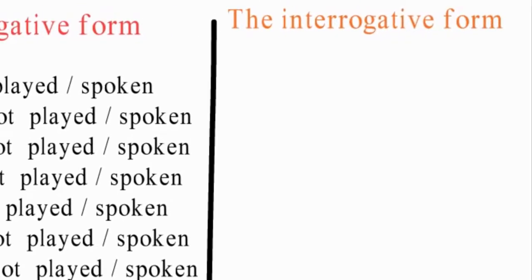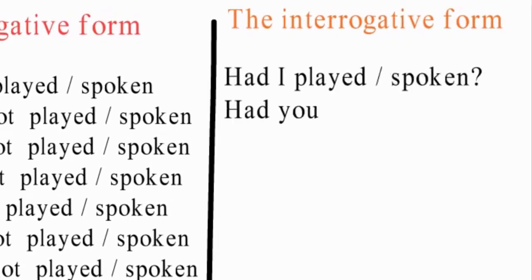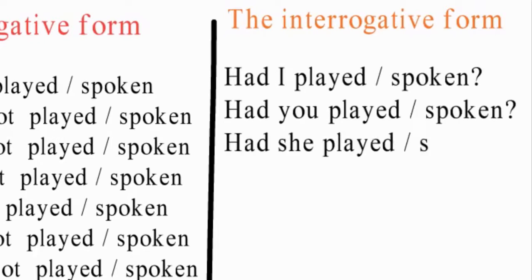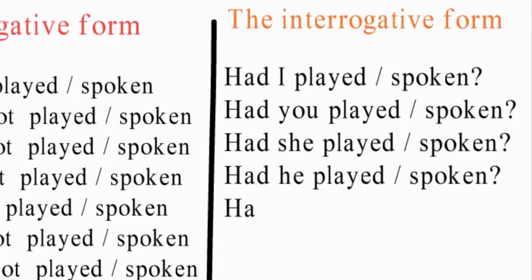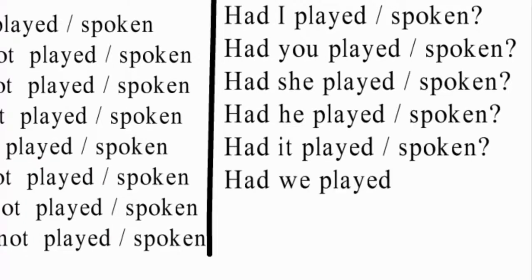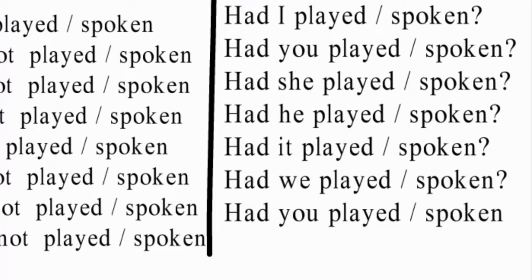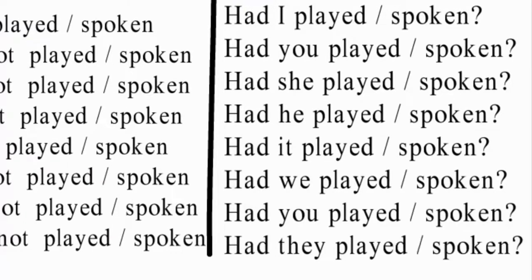The interrogative form. Had I played, or had I spoken? Had you played, or had you spoken? Had she played, had she spoken? Had he played, had he spoken? Had it played, had it spoken? Had we played, had we spoken? Had you played, had you spoken? Or had they played, had they spoken?